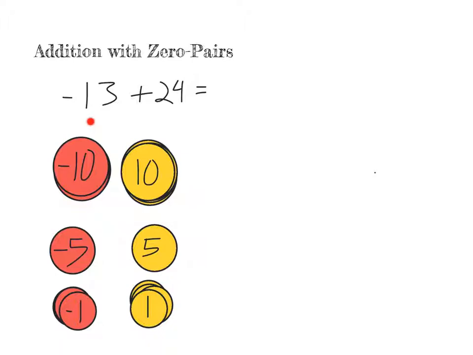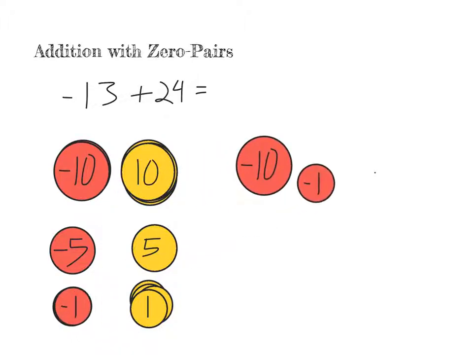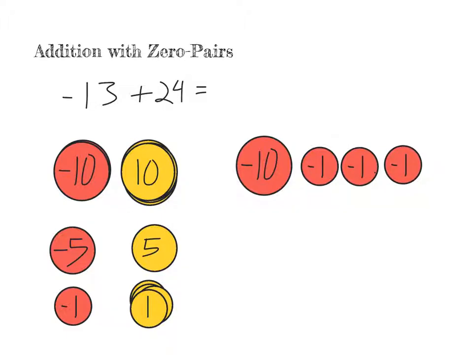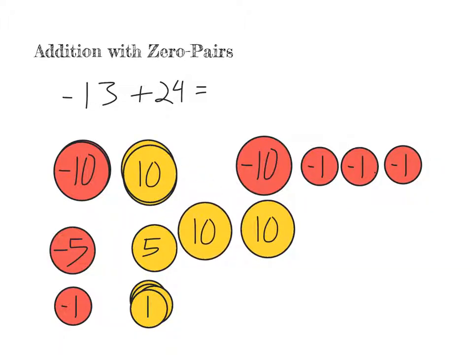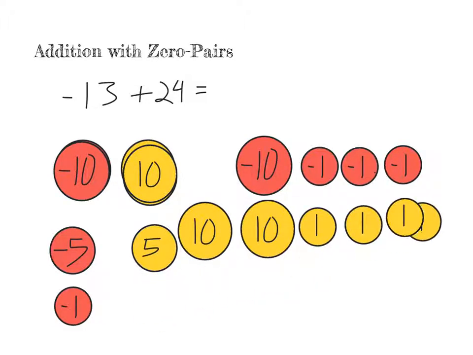I'm going to add negative 13 plus 24. First thing I want to do is model negative 13. And I can do that with 13 of the negative 1 chips, but I can use other denominations like negative 5 and negative 10 to make it a little bit easier. So negative 13 would be a negative 10 and 3 negative 1s. So here's negative 13, and then I need to add to that 24. So I'm going to bring over 2 10s for 20, and then 4 yellows to make 24.